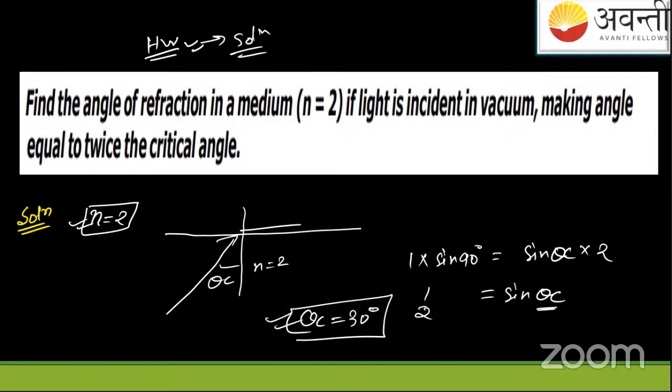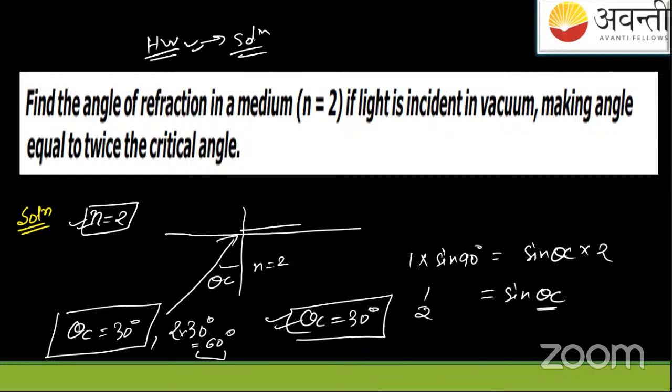Now it says to find the angle of refraction in a medium if the light is incident in vacuum making an angle equal to twice the critical angle. So you got the critical angle, 30 degree, for this pair of media. Now you need twice of this angle, that is twice of 30 degree, which equals 60 degree. So how will you solve it? It will be like this now.